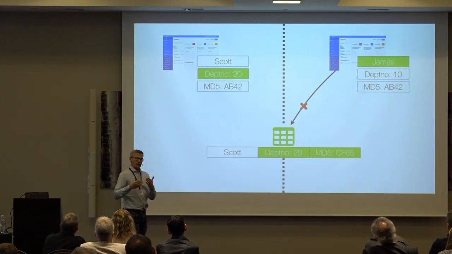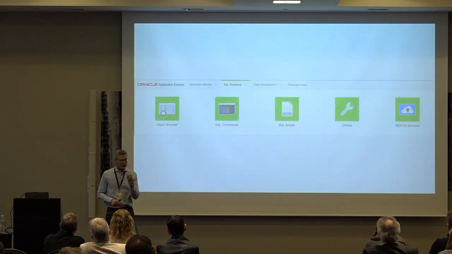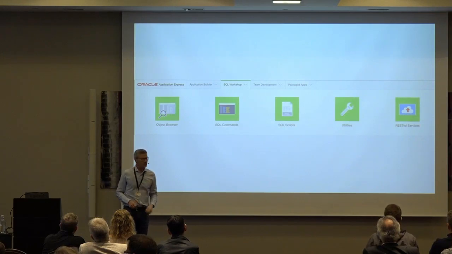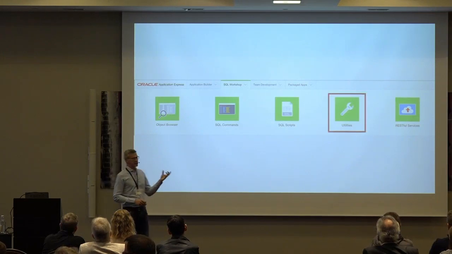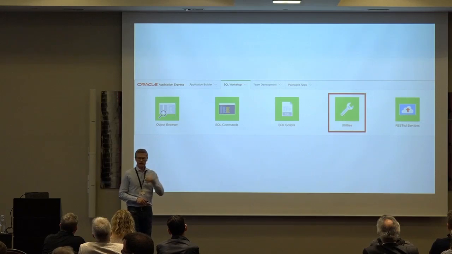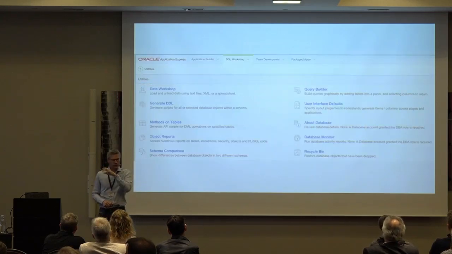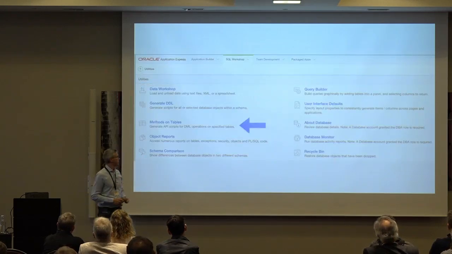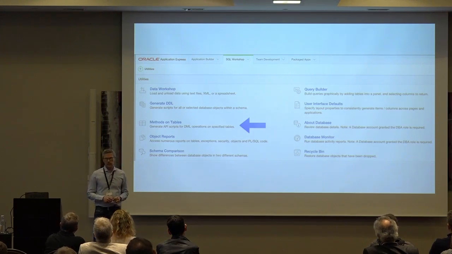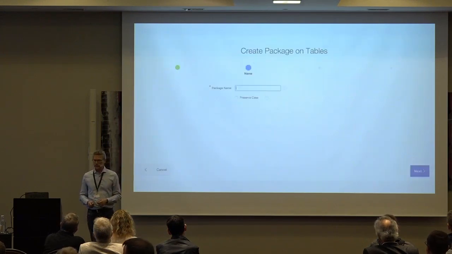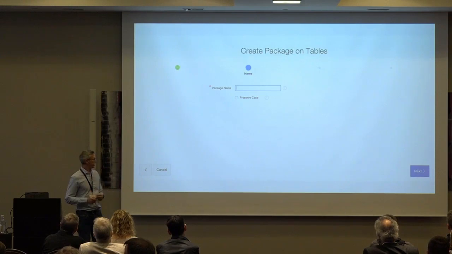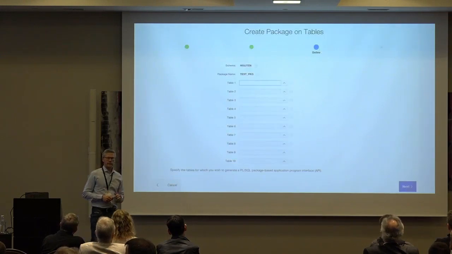So just to help you along, how do you write code like that? We can see how Oracle Apex does it. If you go to the SQL Workshop, there's a utilities section. In that utilities section, there's a number of utilities that you can use, and one of them is the method on tables. And of course, that's also wizard-driven, so you can provide a name for it, and you can say, oh, it needs to be on this table.